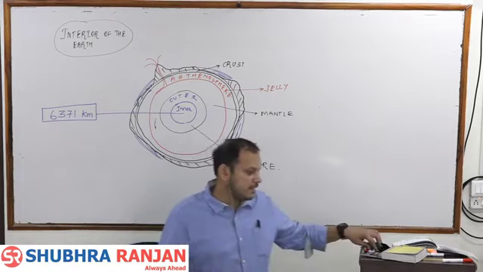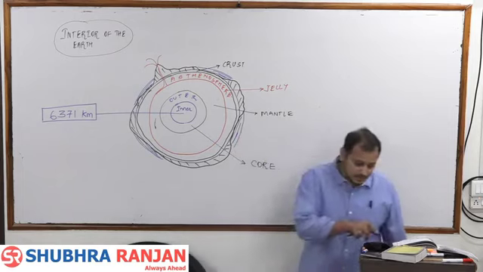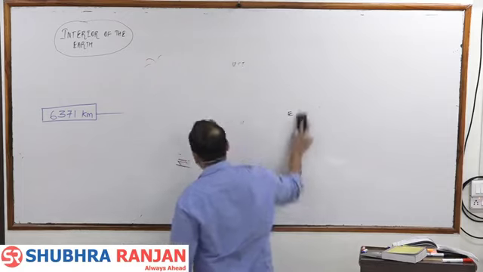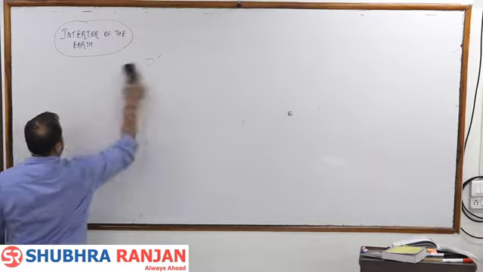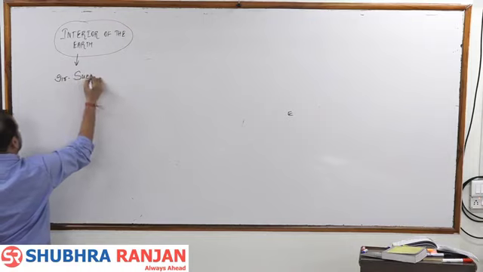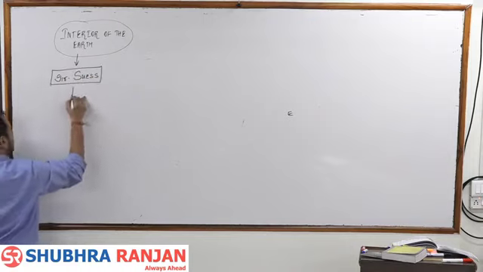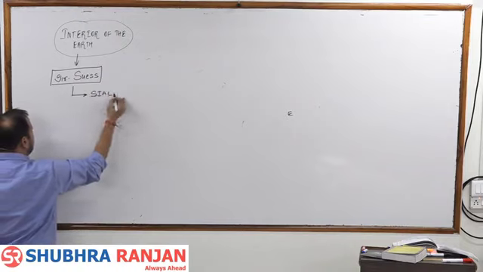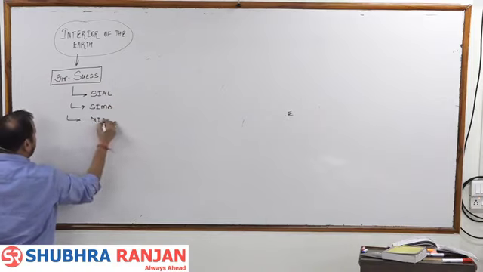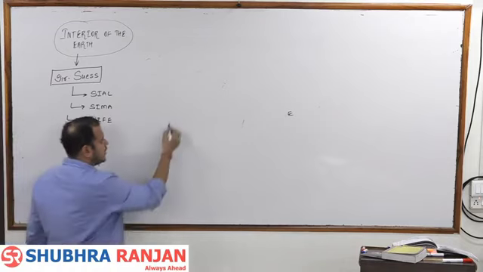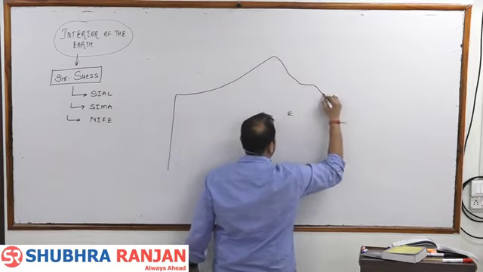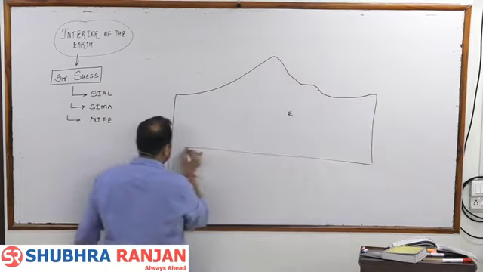But how do we understand the structure of the interior of the earth? We will understand it through two concepts. One is the concept of Sir Edward Suess. He divided the earth into three basic layers: Cl, Cma, and Nife. He said the uppermost layer is made up of Cl, and it consists of the mountains and the continents.